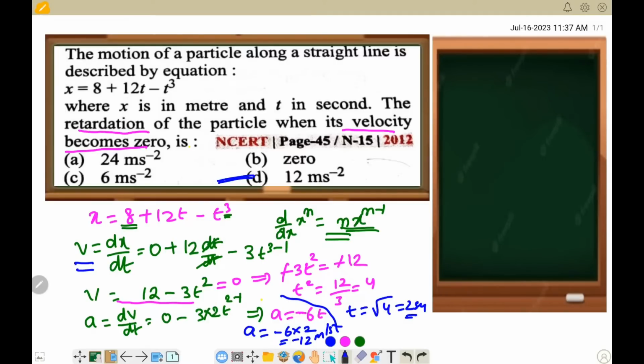As he is asking retardation, and retardation is nothing but negative acceleration, minus of minus 12 is going to be 12 meters per second square. So this is the process of solving the problem.